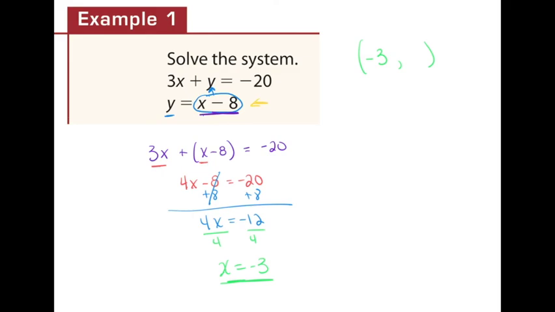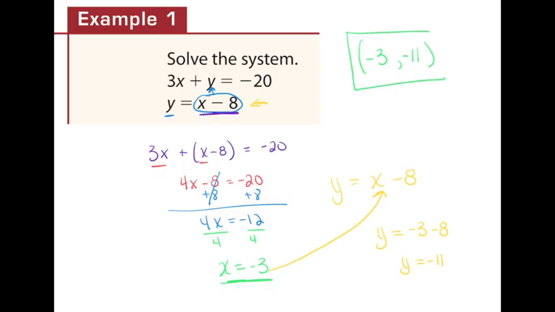y equals x minus 8. Well, I know what x is, so I can just plug x in. y equals negative 3 minus 8, so y equals negative 11. So now I know the point that I'm looking for is negative 3, negative 11, right? And this is my answer right here.